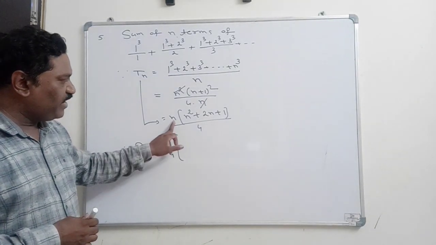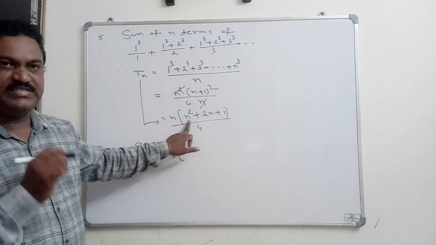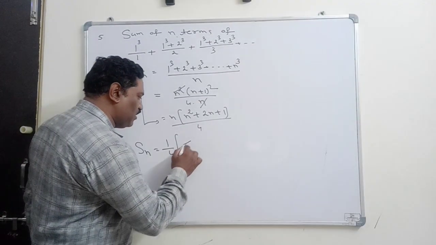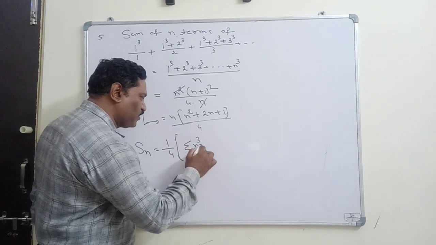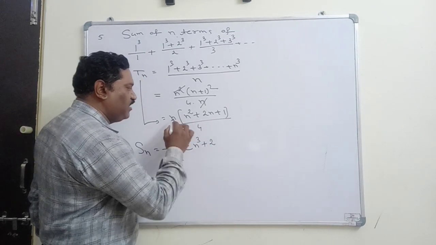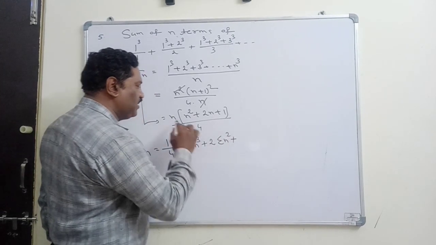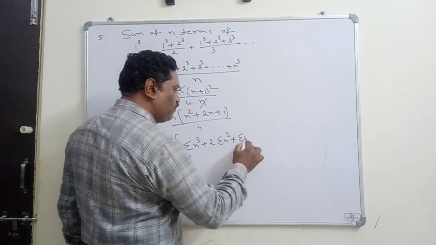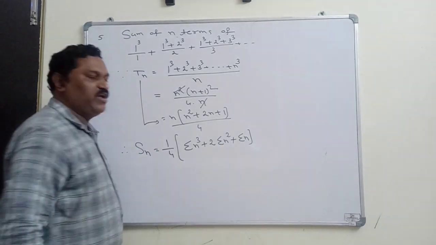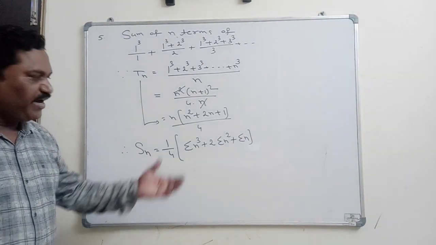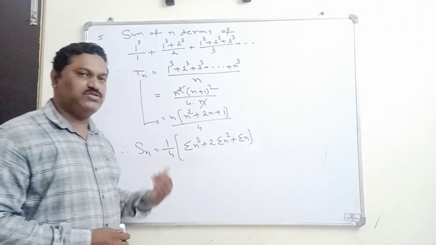Here if you multiply by n, the first term is n into n square, that is n cube. If you apply the sigma, this is sigma n cube, plus 2 times n into n, that is n square, this is sigma n square, plus n into 1, that is n, that is sigma n. We will keep the sigma for every term. Now we will write all these formulas, then we have to simplify this.